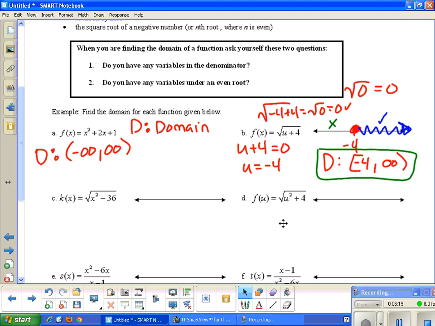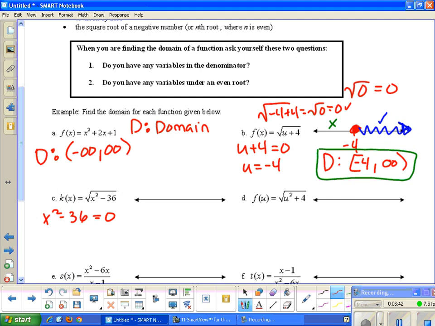Now for C, again, I asked myself the two questions. Do I have any variables in the denominator? No, I do not. Do I have any variables underneath an even root? Yes, I do. So I take what's underneath the even root, which is x squared minus 36, set it equal to 0. Why can it equal 0? Because if I plug my numbers in, which we'll do in a second. So first, let's go ahead and solve this.